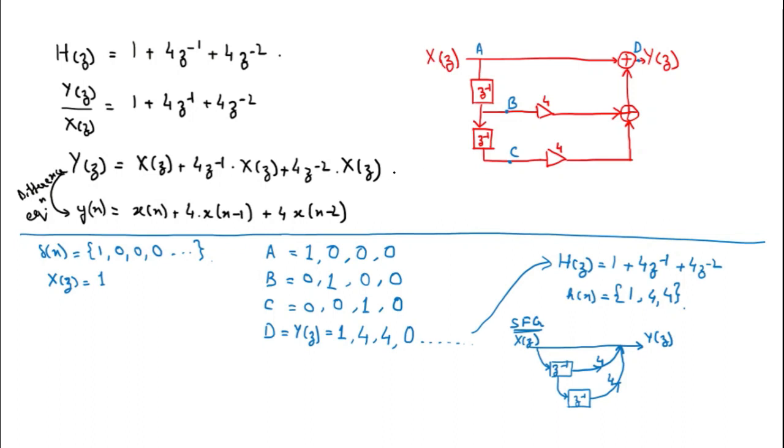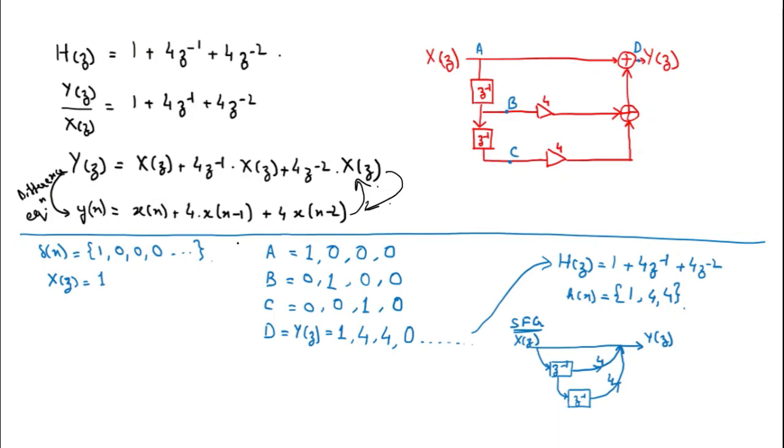Now if you are given the z transform, how do you get the difference equation? The difference equation is given by y[n] = x[n] + 4x[n-1] + 4x[n-2]. If something is given in the difference equation, you should be easily able to derive the z transform.